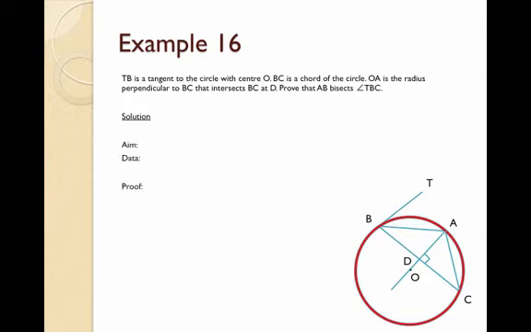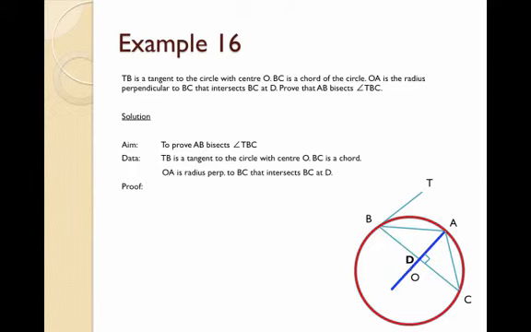Okay, setting out my proof, I begin with my aim to prove that AB bisects angle TBC, remembering that they are really asking me to prove that angle TBA and angle ABD are equal. I know TB is a tangent with center O, and that BC is a chord. OA is a radius perpendicular to BC and cuts BC at D. I'm using congruence for this proof, so I begin in triangle ABD and triangle ACD.